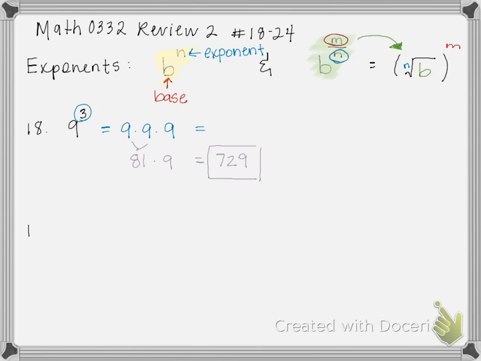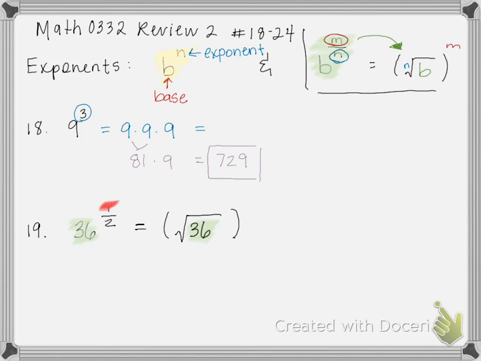Number 19 is maybe a little trickier because we have to use this second rule that we have up here. So you're given that we want to evaluate 36 to the 1/2. So in your head, you might not be able to figure out what that is. But we know that a fractional exponent actually converts to a radical. So the base goes inside my radical, and notice how the 1 is kind of on top.